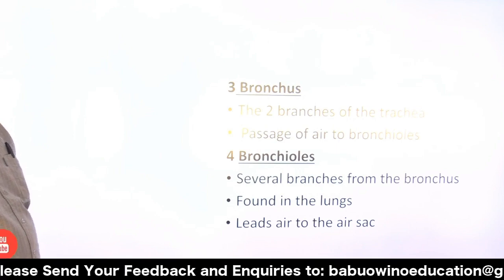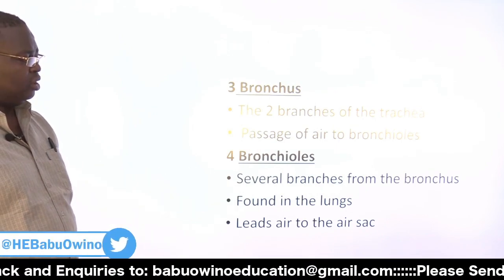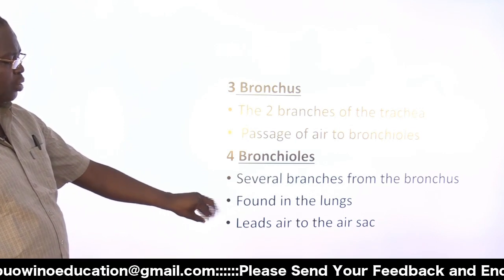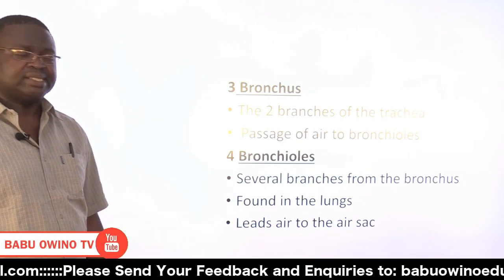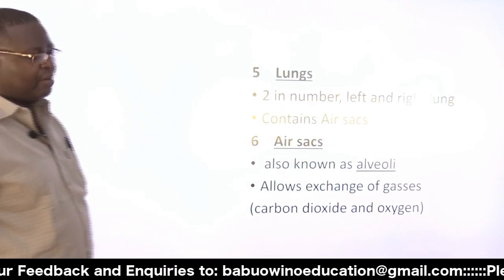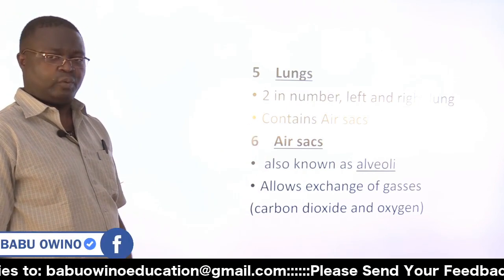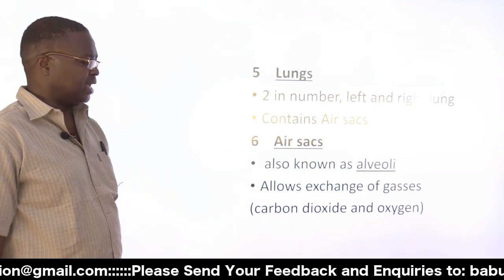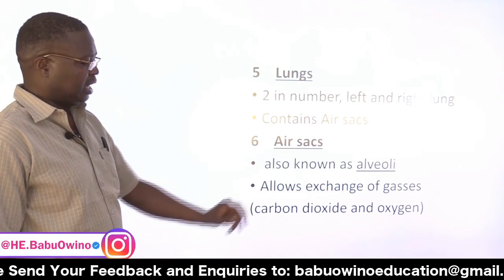The bronchioles are the ones which are found inside the lungs. They branch into several small branches. And at their end, we find things we call air sacs or alveoli, where gases are exchanged. Then I have lungs. There are two in number, the left lung and the right lung. They have air sacs, where gases are exchanged. The air sac, we've said, is also known as alveoli.